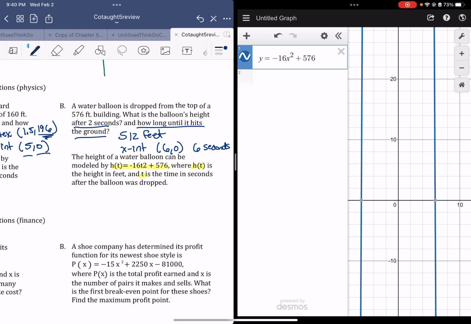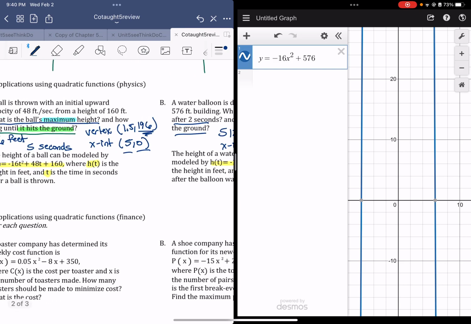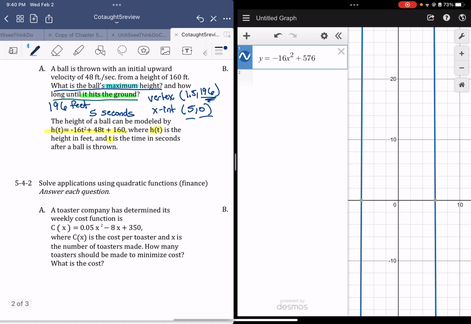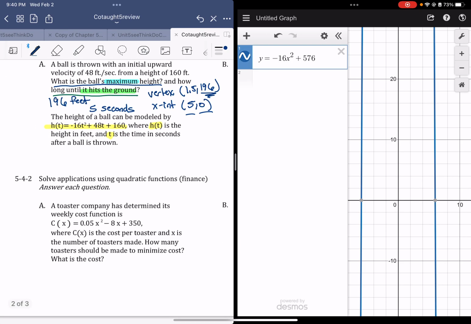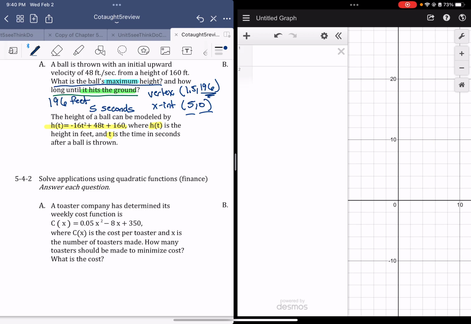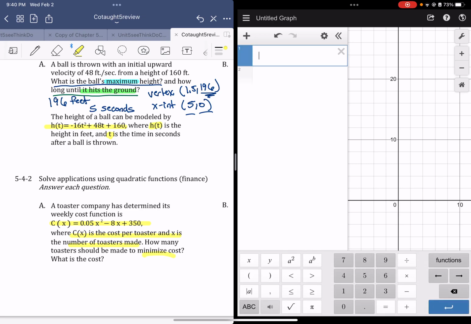All right. Now let's do the finance equations, the finance problems. So this company is making toasters. A toaster company has determined that its weekly cost function is this equation, where C is the cost per toaster and x is the number of toasters. How many toasters should be made to minimize cost? So our keyword there is minimize. So we're going to be looking for a vertex. So let's go ahead and graph that and find our vertex.